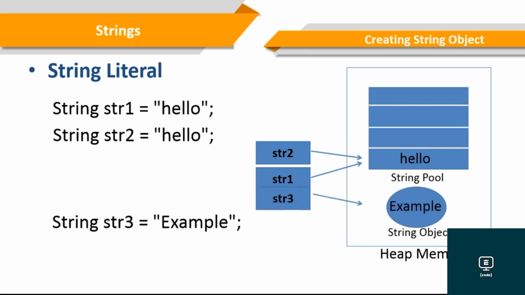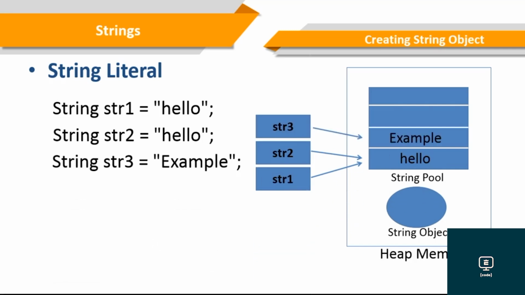Now, on the third line, String str3 = "example". Here, a new string object with the string example is created in the string pool because the string pool doesn't already contain an object with the string example. Cool. Now, another way to create a string object is using the new keyword.